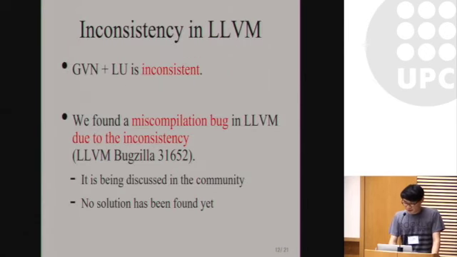The previous examples show that supporting both GVN and loop unswitching is inconsistent. Indeed, we found a real miscompilation bug in the LLVM compiler due to this inconsistency. We reported this bug and it is currently being discussed in the community. However, no solution to fix this bug has been found yet because it is due to the inconsistency of LLVM. So far, the LLVM community has accepted this inconsistency rather than choosing to back out optimizations that are known to be inconsistent. There are other inconsistencies as well. This is just one example.